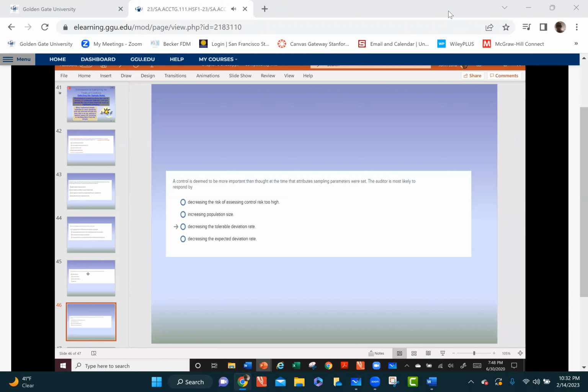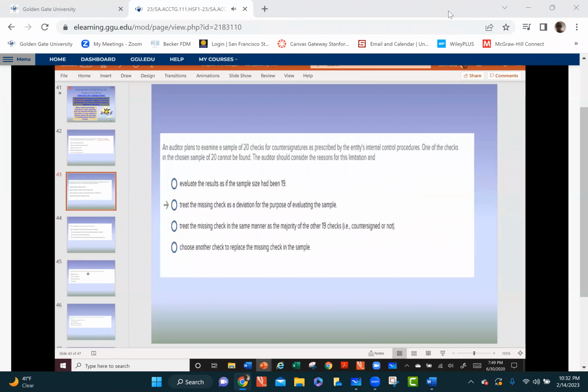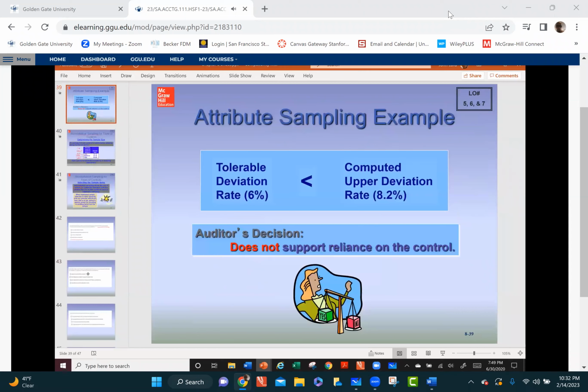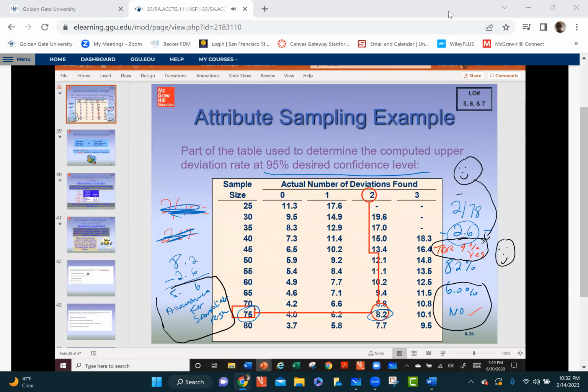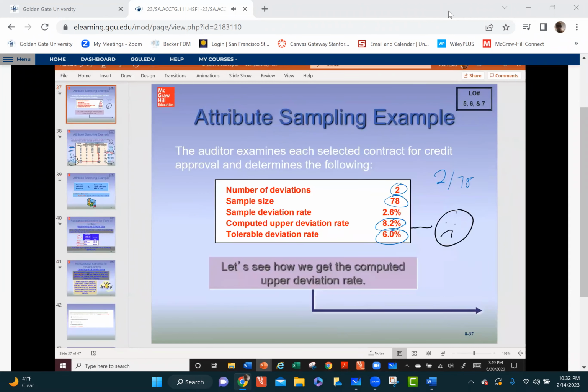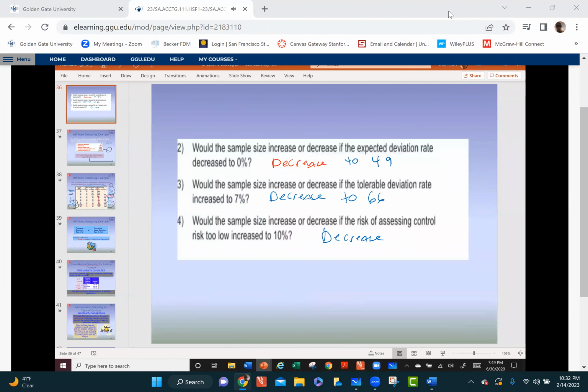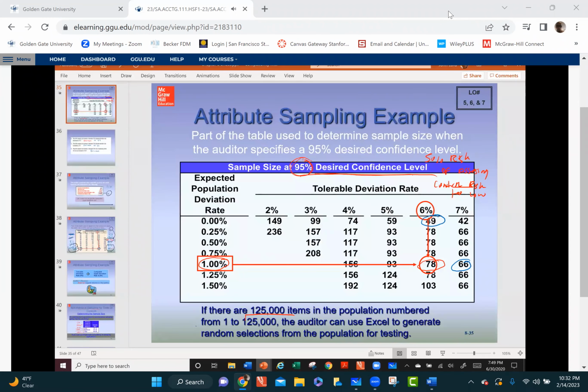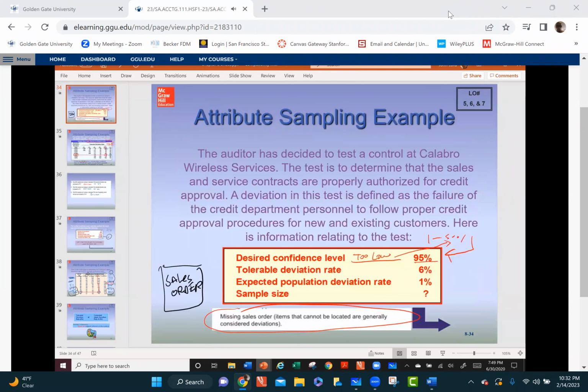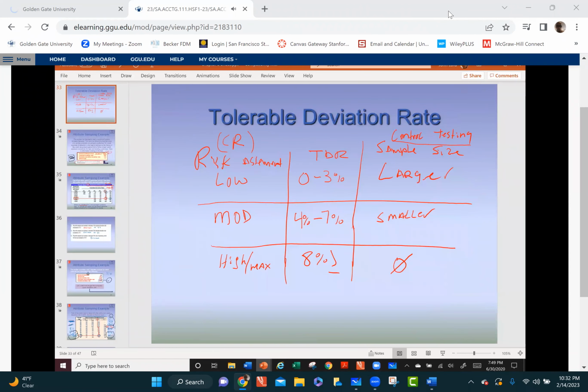Now, I think it's important though to realize that if you were sitting here and you had set up your sample in a manner where you were going for, say, the low tolerable deviation, low risk, and so you had a lower tolerable deviation rate, and so you set your sample size accordingly, okay?